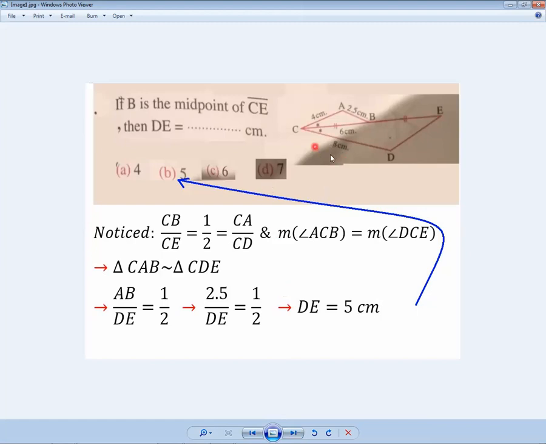Okay, no problem. Here we have two similar triangles also, ABC and DEC, because this is a bisector for the angle. These two angles are equal. The ratio between AC and CD is 4 to 8, it means a half. Also, the ratio between CB and CE is 6 over 12, a half also, the same ratio. And we have angle equals angle, so it's the similarity. The ratio between AB and DE equals a half, making cross multiplication, you will get DE equals 5 centimeters.